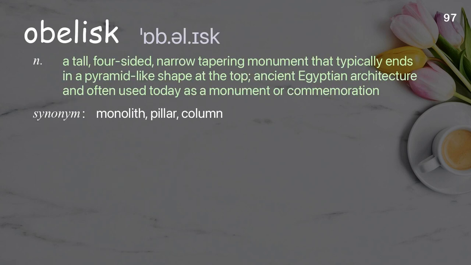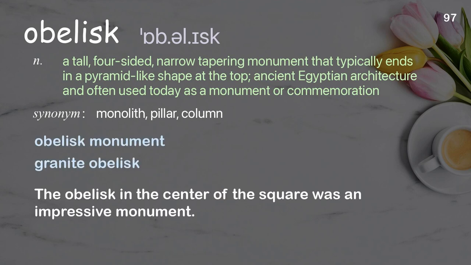Obelisk. A tall, four-sided, narrow tapering monument that typically ends in a pyramid-like shape at the top, ancient Egyptian architecture and often used today as a monument or commemoration. Examples. Obelisk monument. Granite obelisk. The obelisk in the center of the square was an impressive monument.